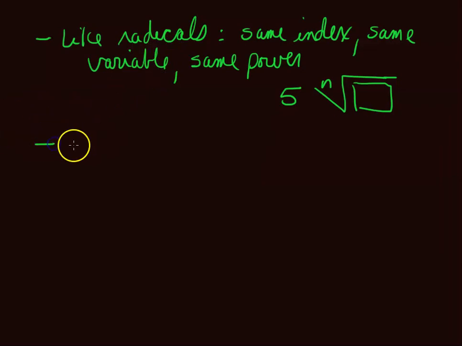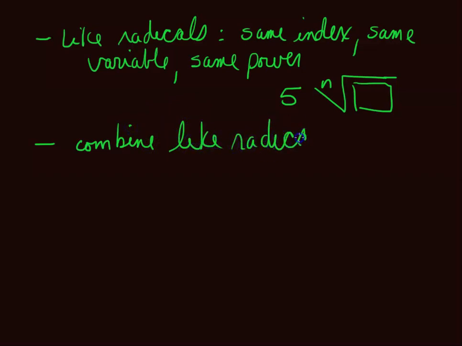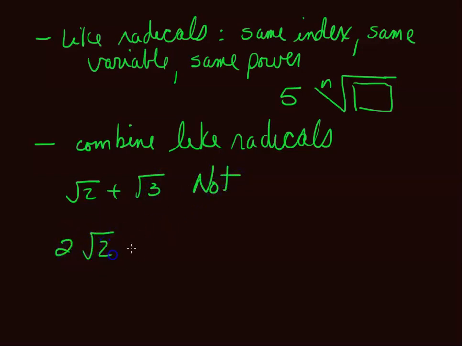To combine like radicals, it's just like using variables. The square root of 2 plus the square root of 3 cannot be combined. 2 times the square root of 2 plus 3 times the square root of 2 can be combined because we're talking about like radicals. That's 5 square roots of 2. So you can do things like that, but they've got to be like radicals, and you're really just saying how many of these radicals you have when you add them together.